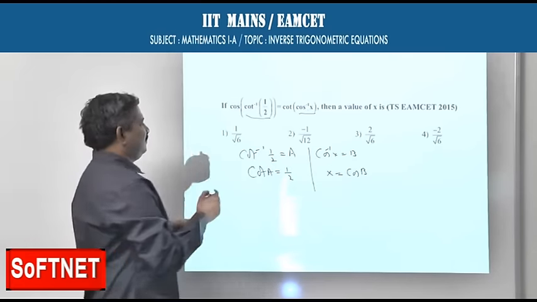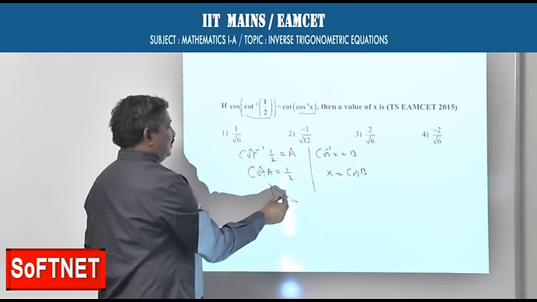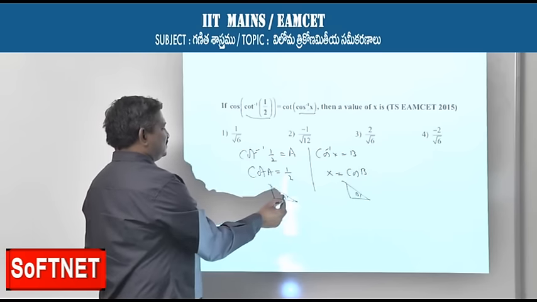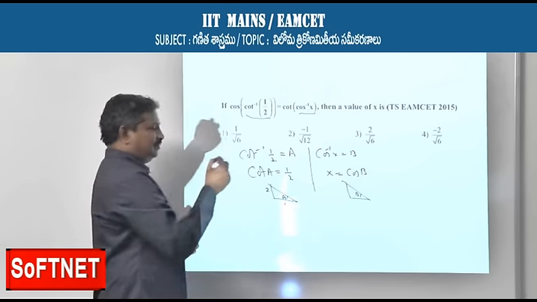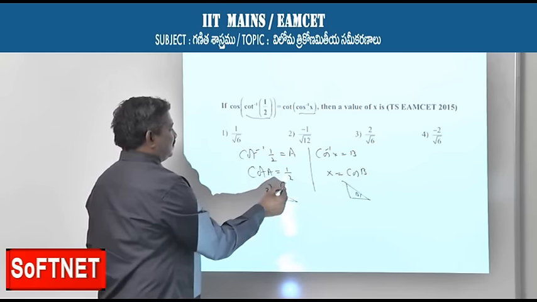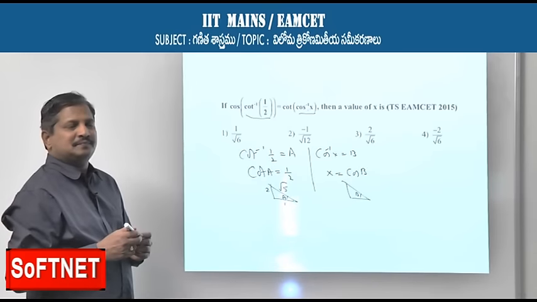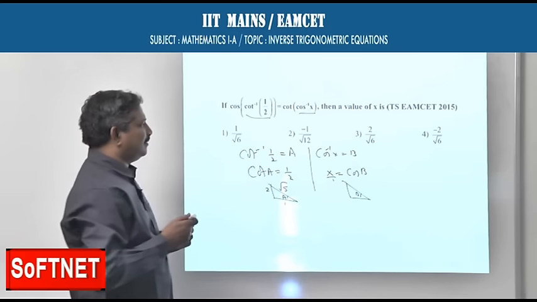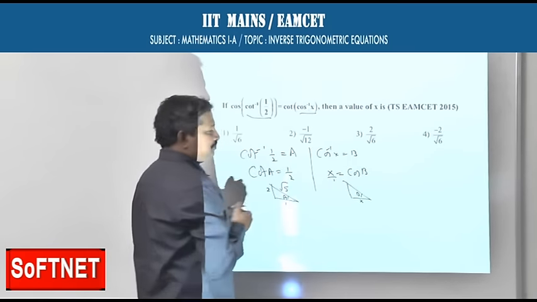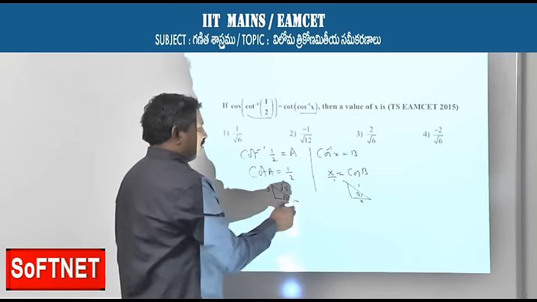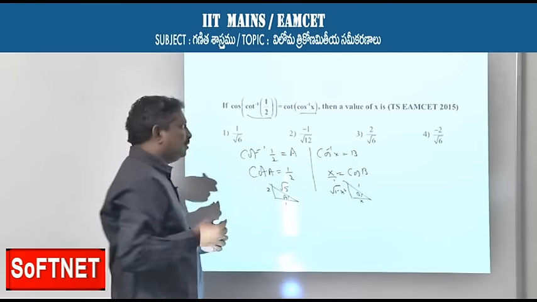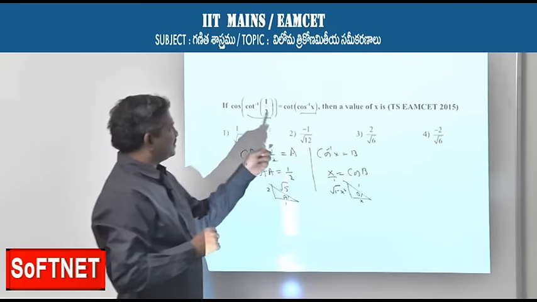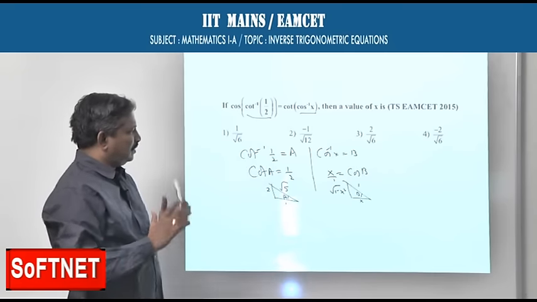Now if you take a triangle, I will draw one for A and another triangle for B. Here cot A is 1 by 2, adjacent side 1, opposite side 2, 1 square plus 2 square, hypotenuse root 5. Next, cos B is x by 1, so the adjacent side is x, the hypotenuse is 1, and the opposite side will be root of 1 minus x square. So cot inverse 1 by 2 is A, cot A is 1 by 2, cos inverse x is B, x is cos B.